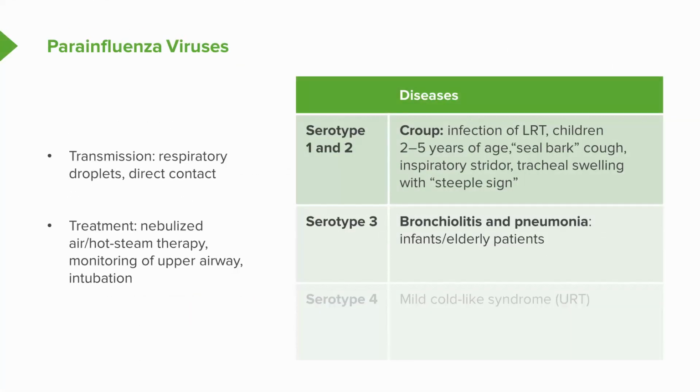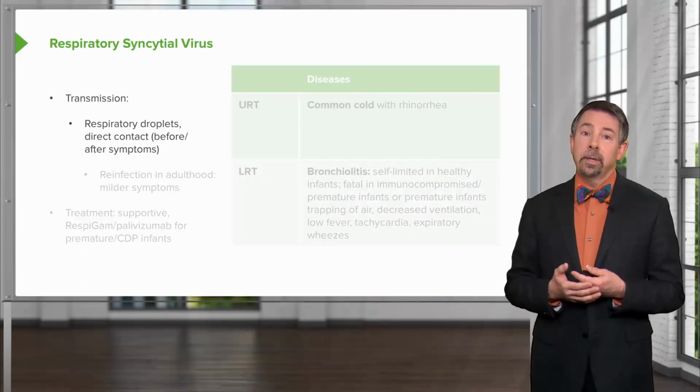Serotype 3 for the parainfluenza can also cause croup, but more commonly it causes lower respiratory disease. So bronchiolitis, pneumonia, and the pneumonia is going to be bilateral multilobar, typically seen in the extremes of age, the very young, the very old. And then serotype 4, which is relatively uncommon, mostly causes a mild upper respiratory tract infection, very much a cold.